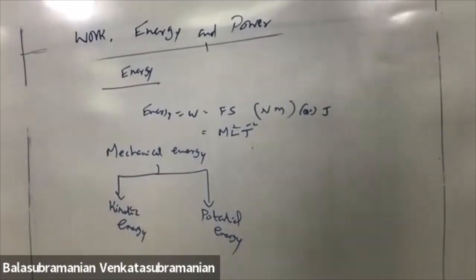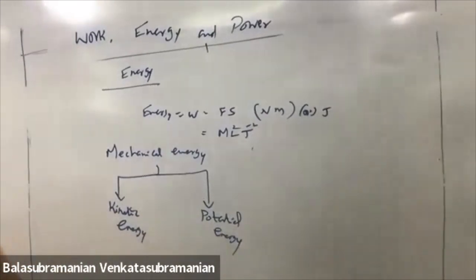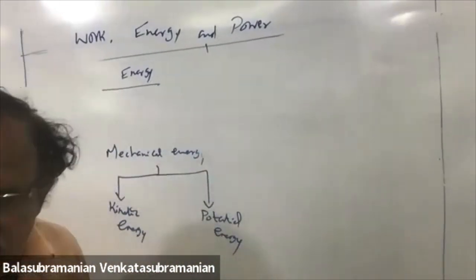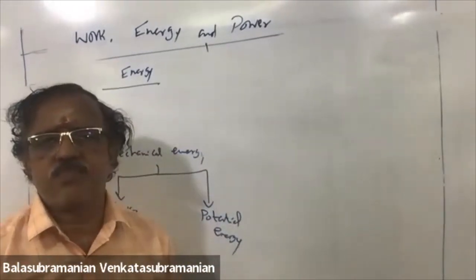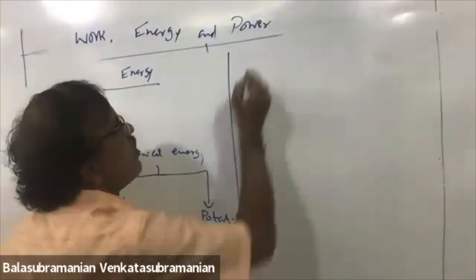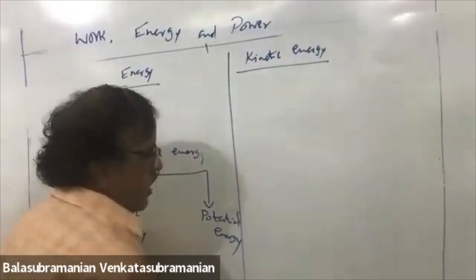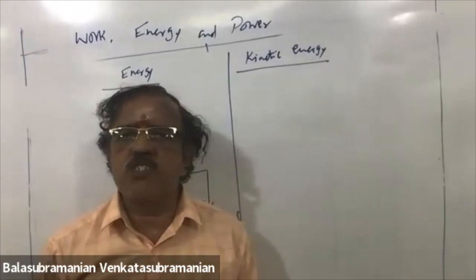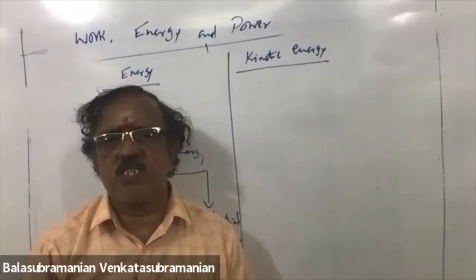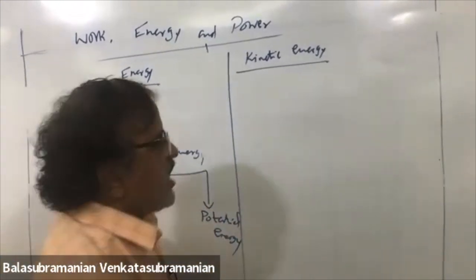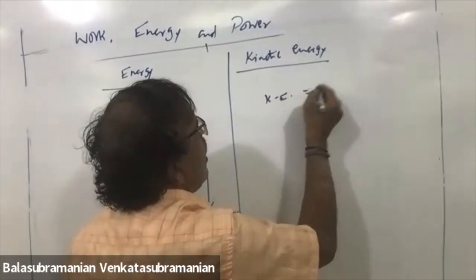Kinetic energy and potential energy are the two types of energy here. What is called kinetic energy, sir? Energy possessed by the body by virtue of its motion, we call it kinetic energy. Expression wise, kinetic energy is half mv square.